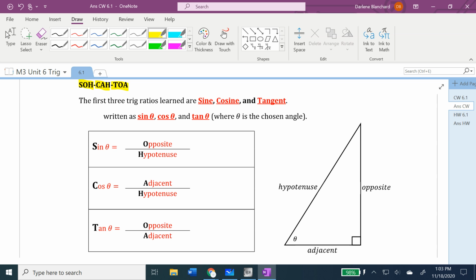make sure that you have these 3 well in your head. Very, very memorized. When someone says sine, you just immediately turn to opposite over hypotenuse.